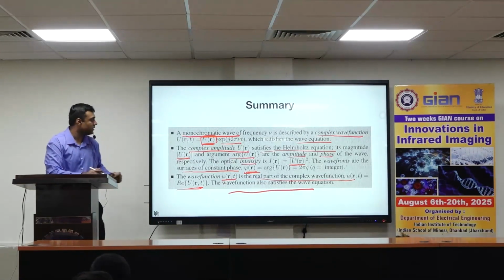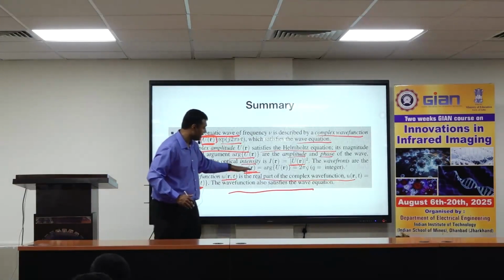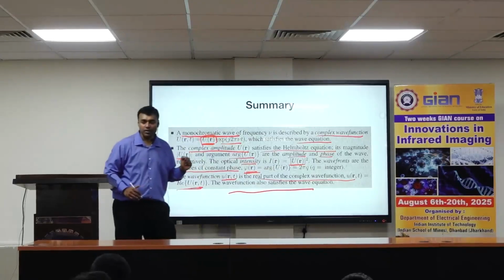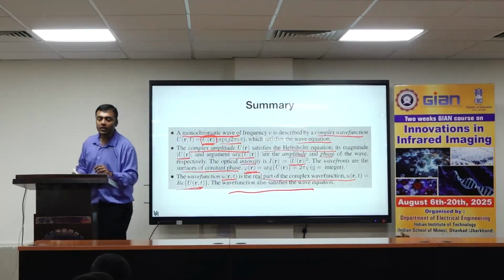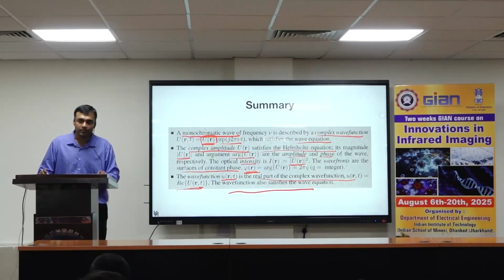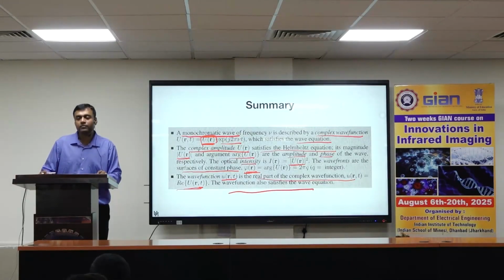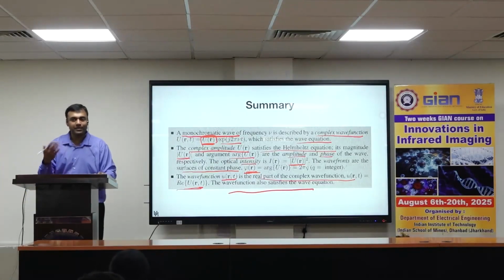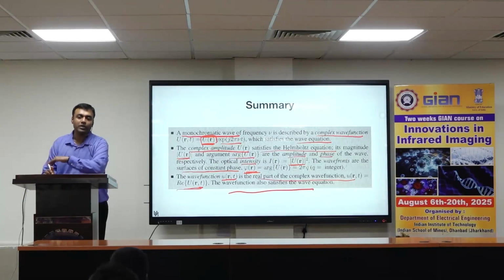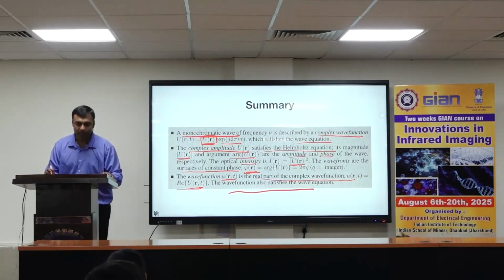Yes. Phi of r is defined as the argument of u. It's not an equation, it's a definition. Correct. So phi of r equals constant will give you one wavefront. For a different constant, it will give you a different wavefront. If you solve phi of r equals constant, it will give you the shape of the wavefront. Yeah, that's right.